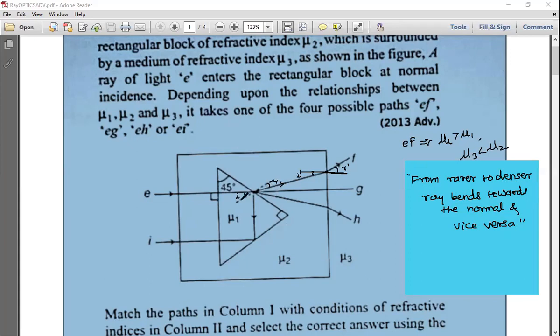That's why this mu2 is greater than mu1 here, because this is denser, this one is rarer. Here it is going away. That's why this one is rarer, this one is denser. That's why mu3 is less, mu2 is greater.